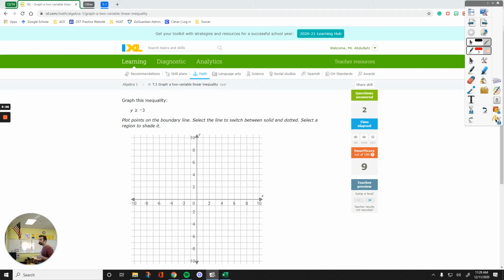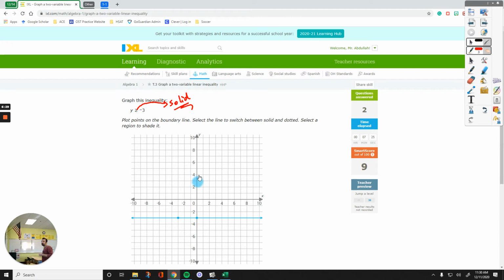The point is -3. Plot your point right here on the y-axis. This time we need a solid line because it says greater than or equal to. And then it says greater than or equal to. Look at all those numbers on the y-axis that are greater than -3 or equal to -3. Those numbers are -2, -1, 0, 1, 2, and up. Starting from -3, of course, because it says equal or greater.